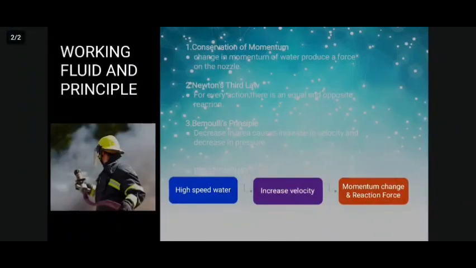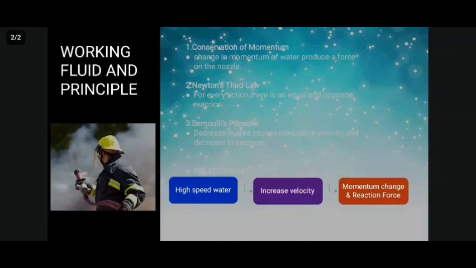Next, I will explain the working fluid and principle. The working fluid, as we know, is water. Water is suitable because it is readily available, non-flammable, and highly effective for absorbing heat from fire. The first principle is the conservation of momentum. When the water leaves the nozzle at high velocity, its momentum changes, producing a reaction force on the nozzle.